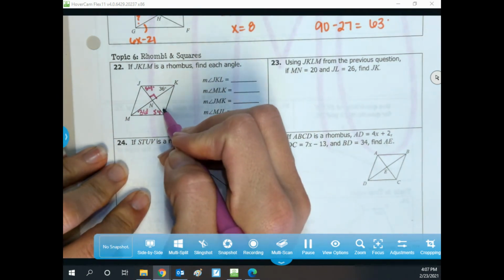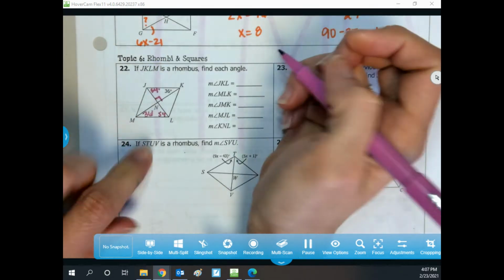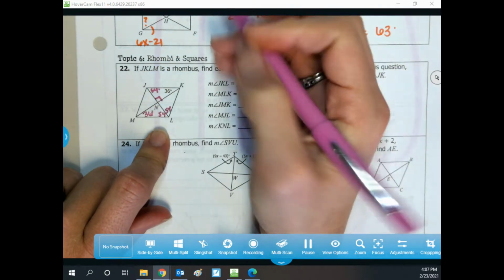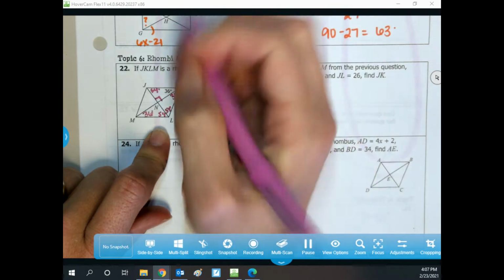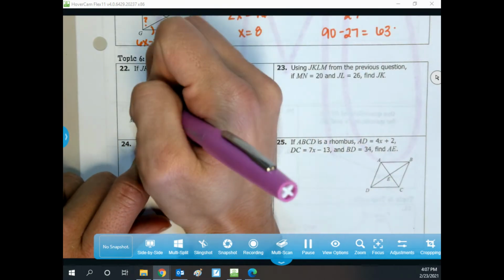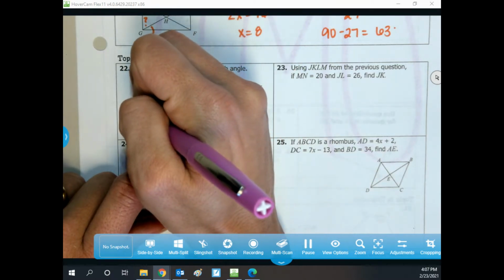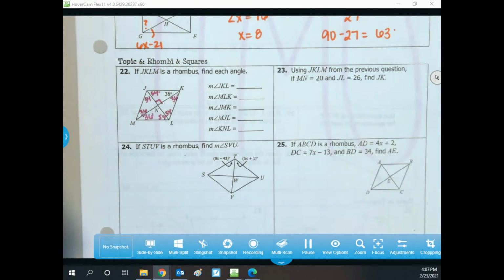that these two pieces are also equal to each other because these angles are bisected. So if this piece is 54, this piece is also 54. If this piece is 36, this piece is also 36. If this piece is 54, this piece is also 54. And if this piece is 36, this piece is also 36. Go ahead and fill in these angles now.